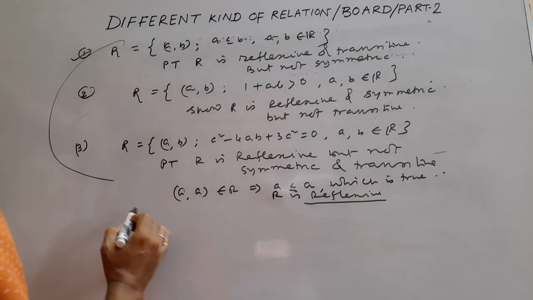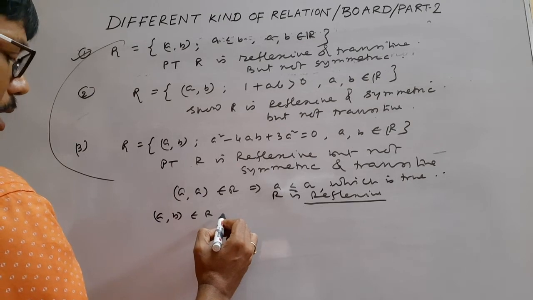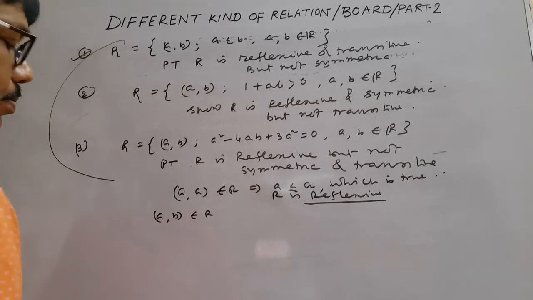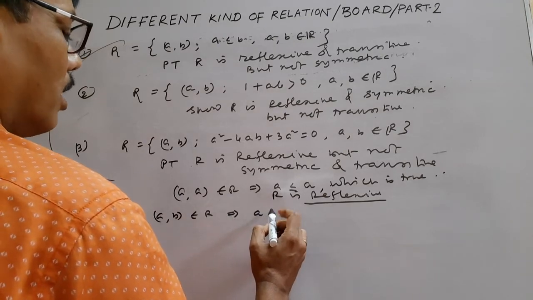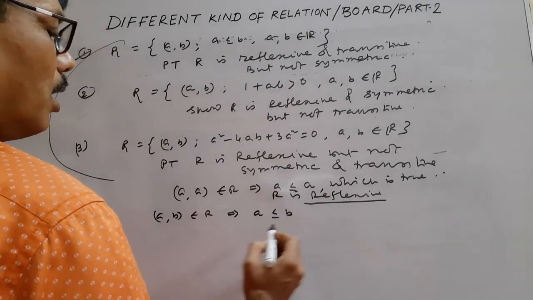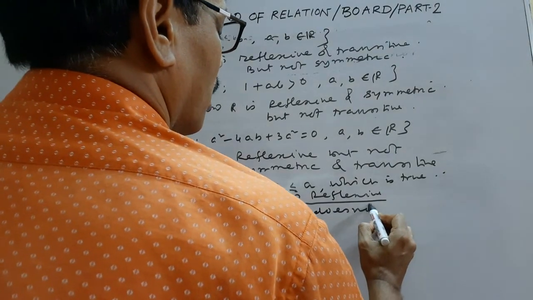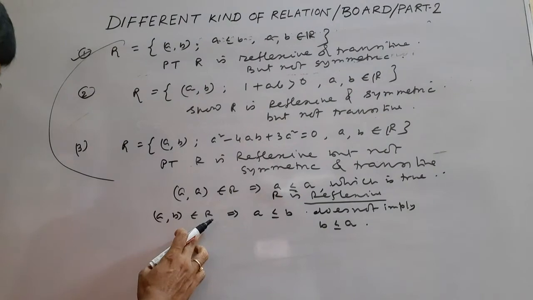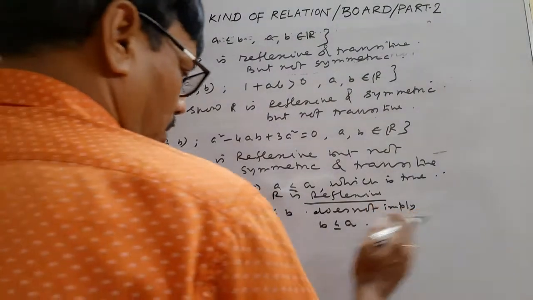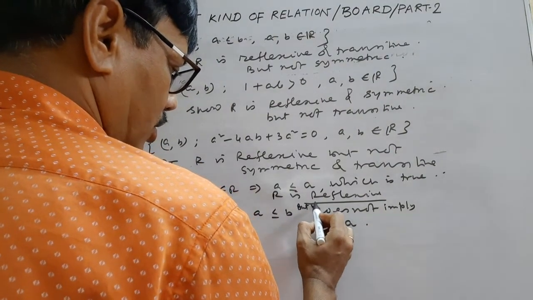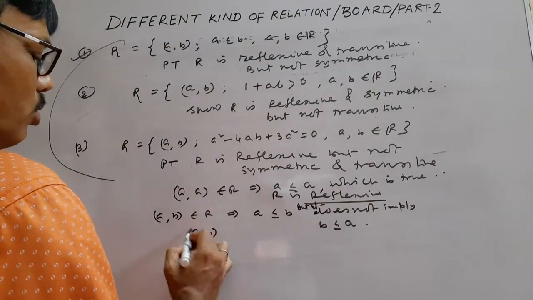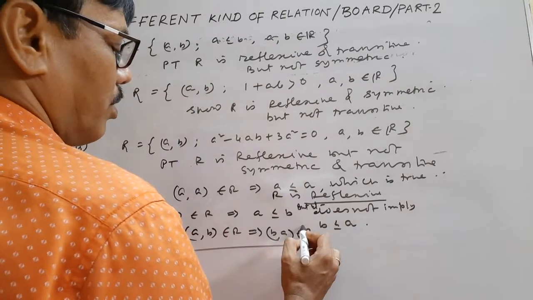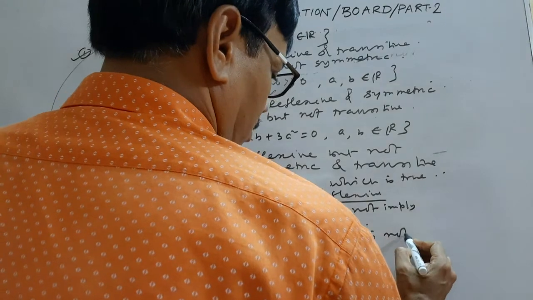This is a 2 marks problem. Now for symmetric, (a, b) belongs to R implies a is less than or equal to b. But it does not imply b is less than or equal to a. So (a, b) belongs to R implies (b, a) does not belong to R. So R is not symmetric.